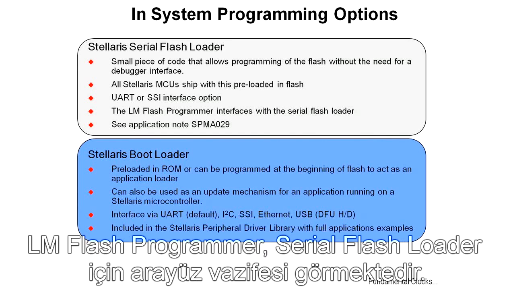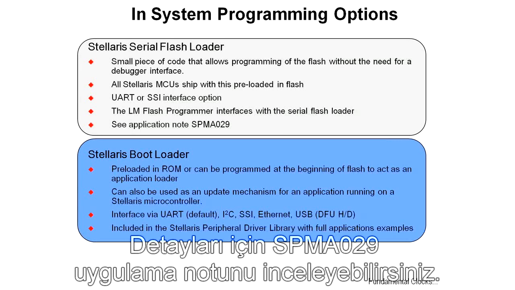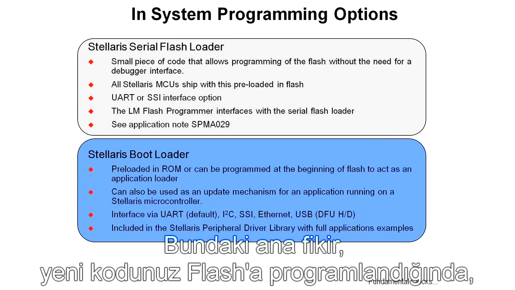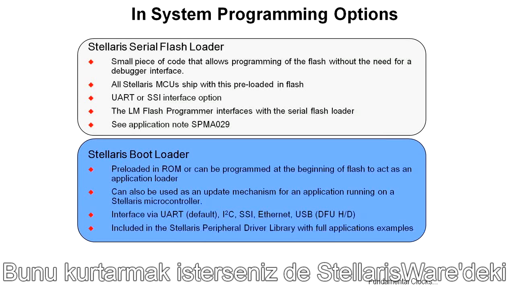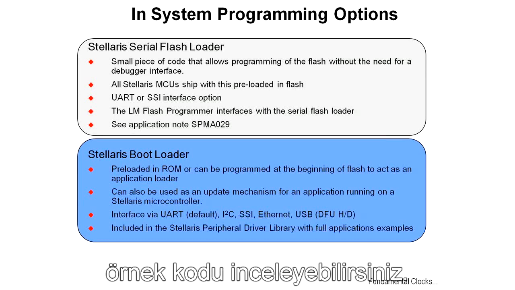The LM Flash Programmer interfaces with the Serial Flash Loader, and the application note is SPMA029. The main idea with this is that when the new code is programmed into your flash, this piece of code that's sitting in flash will be wiped out. That's the way that you want it to happen. If you want to restore it, you can go into the programming examples in Stellarisware and restore it if you need to.